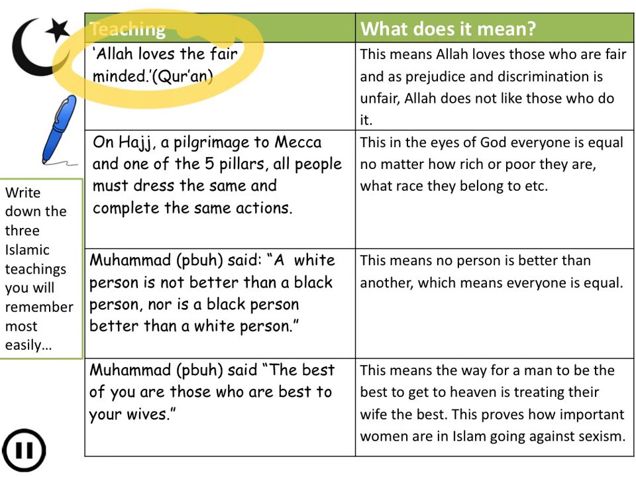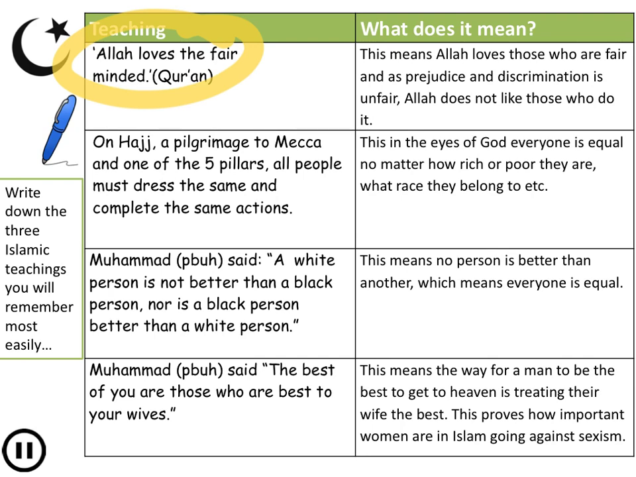The next teaching is an action that Muslims do. On Hajj, a pilgrimage to Mecca, and one of the 5 pillars, something that all Muslims have to do, all people must dress the same and complete the same actions. This shows that in the eyes of God, everyone is equal, no matter how rich they are or poor they are, what race they belong to, or what country they're from. This could mean that Muslims shouldn't show prejudice or discrimination because everybody's equal in God's eyes. Who are we to go beyond God?